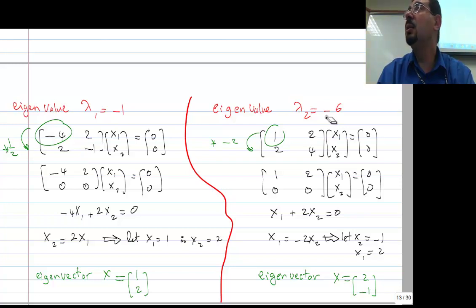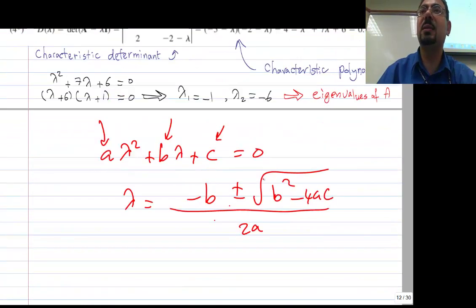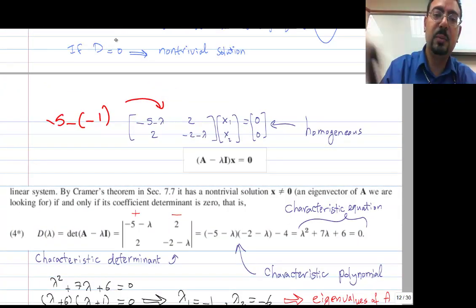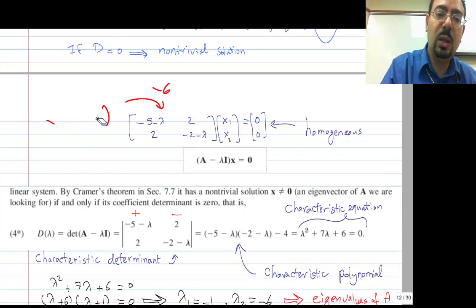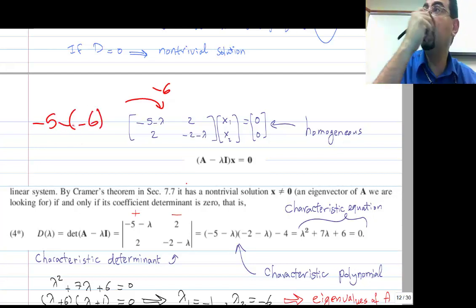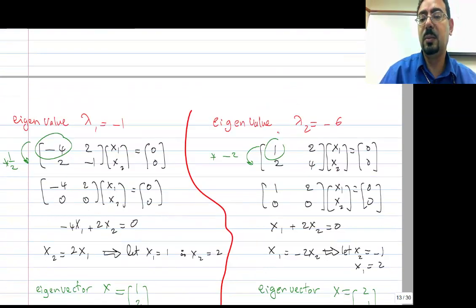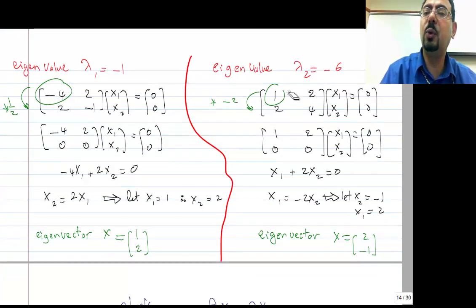On the other side, same process exactly. Let's just do it for fun. So lambda 2 equals minus 6. That's the next value we came up with from the characteristic equation. You put this minus 6 here, and what do you get? You get minus 5 minus minus 6. Obviously you'll get 1 on this diagonal. 1, 2, 2, and then minus 2 minus minus 6. That's minus 2 plus 6, so you'll get the 4. So you'll get the 1 and 4, 2 and 2.